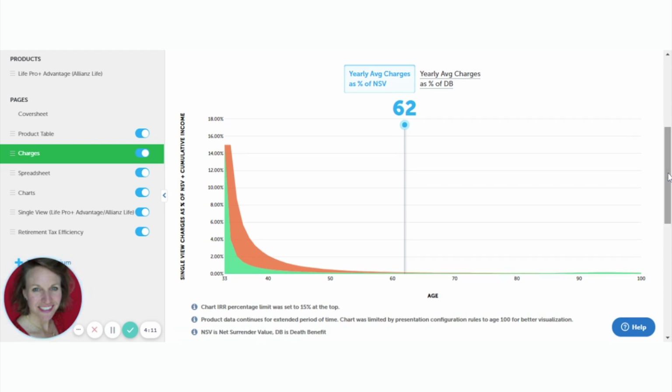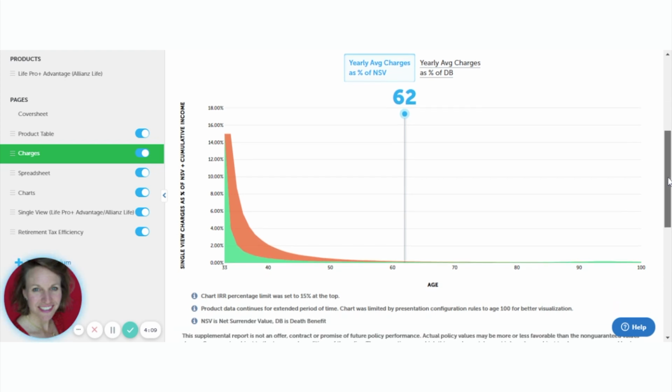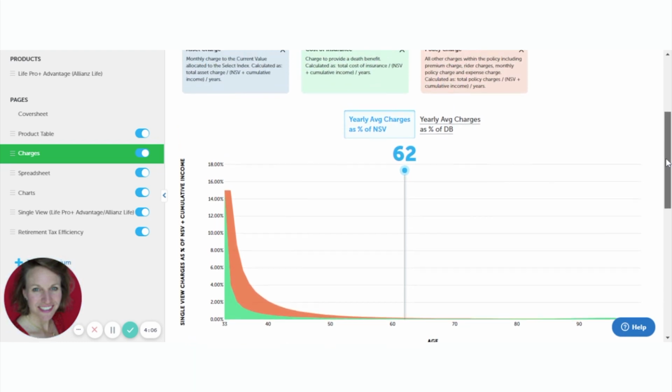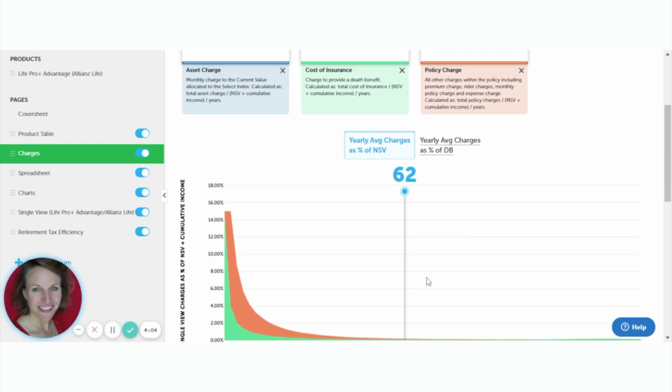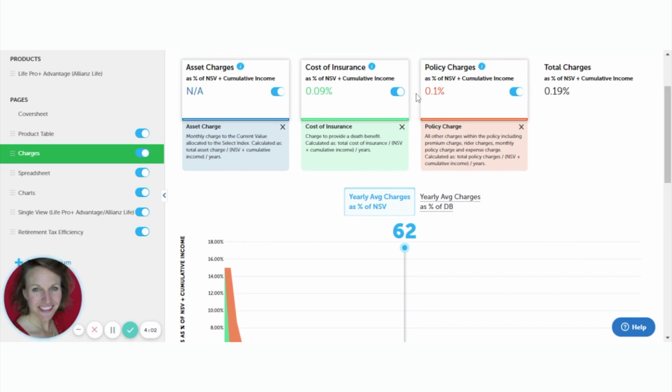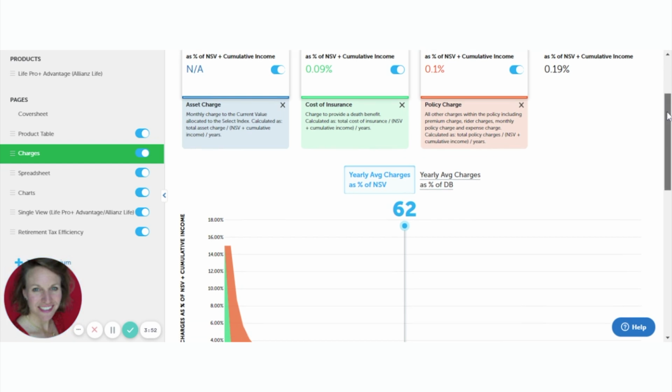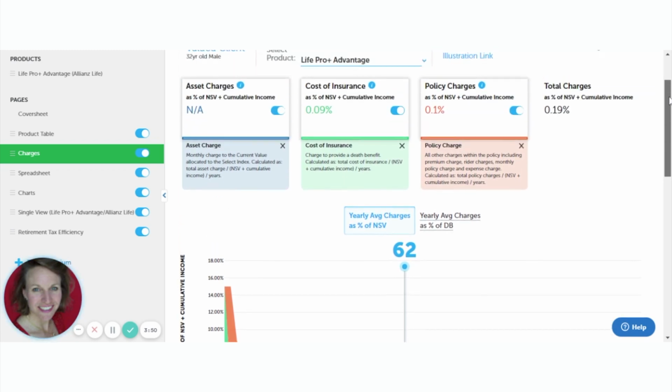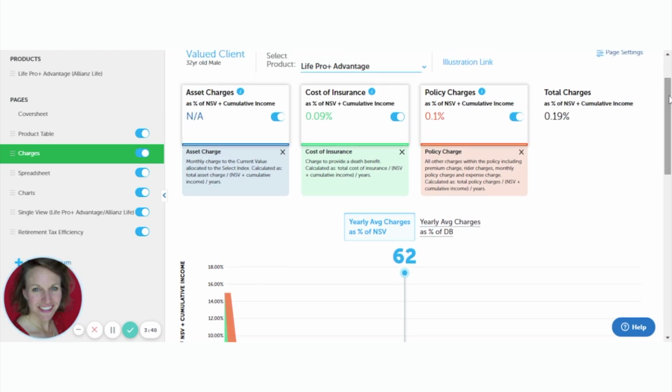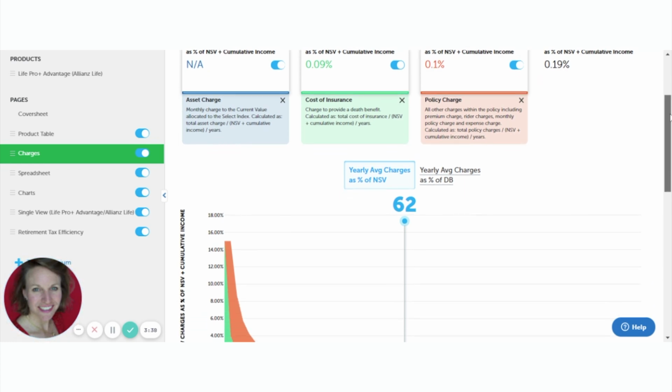And this is a percentage of the net surrender value, okay? So at the age of 62, gosh, there's like nothing to represent there. I want you to pay attention here. It's 0.19%. So your total fees are 0.19% of the full net surrender value. That is nothing, folks. Most people are used to paying a 1% of asset under management, or AUM, fee to their financial planner. So we can come in at 0.19%, which is 1/10 of an AUM fee.